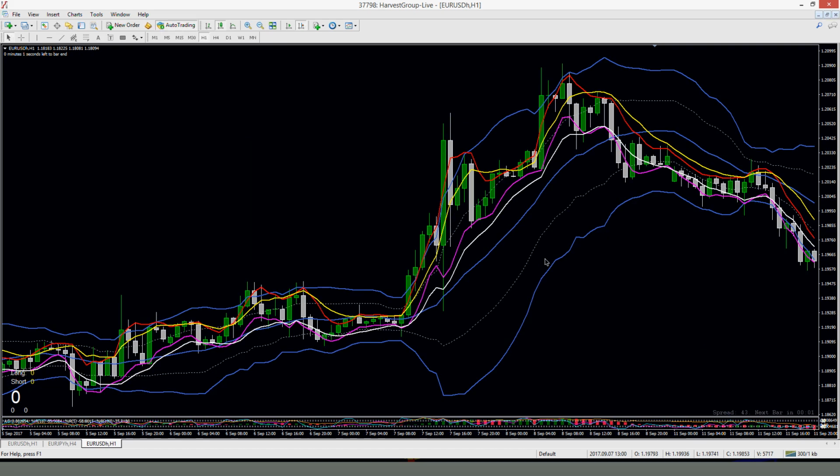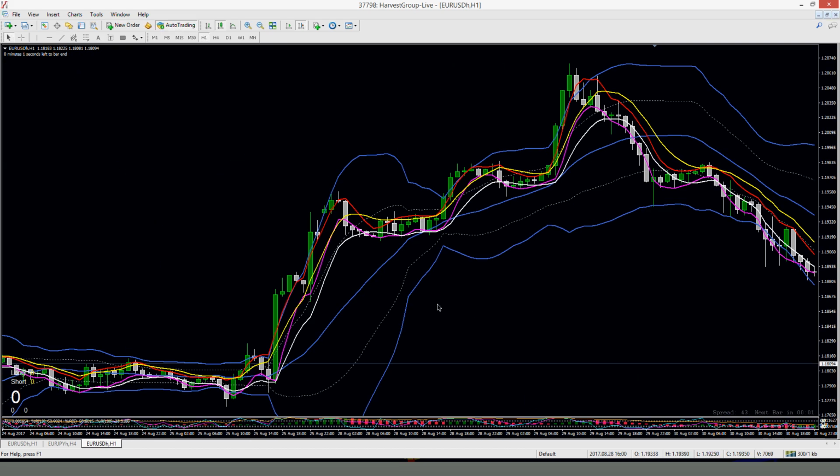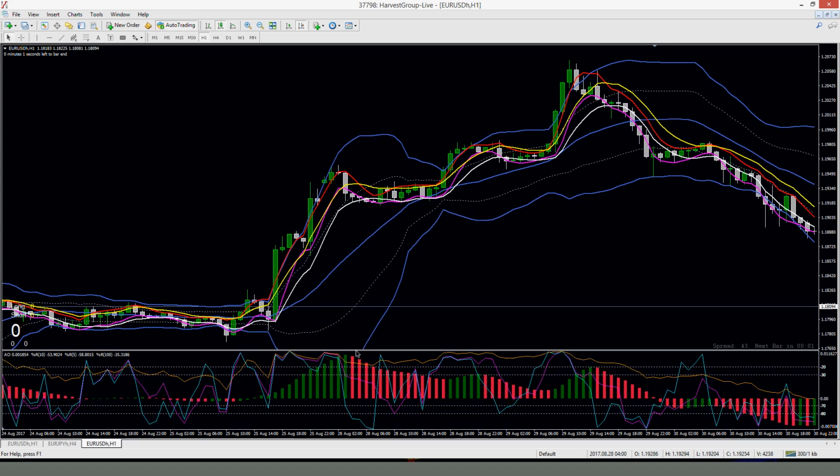Another point here. Let me get another example. So for example, over here, MALO 5 is exactly over at MAHI 10. The price goes sideways and creates a re-entry on this time frame or lower. Okay? It happens again here. The price goes sideways again to create a re-entry. So that's how you work with the moving averages.